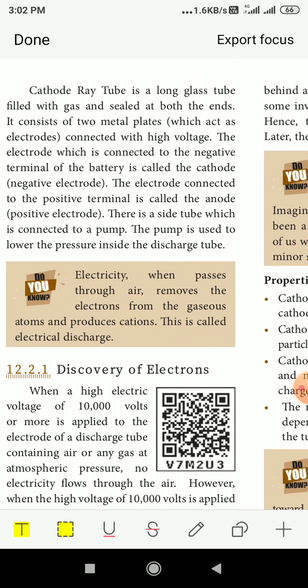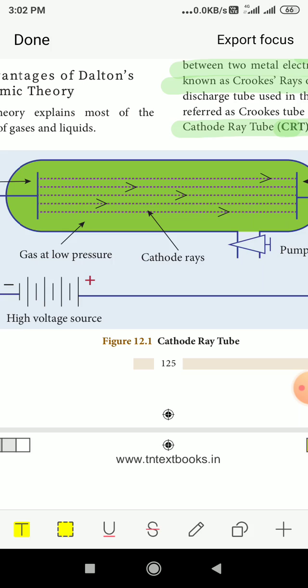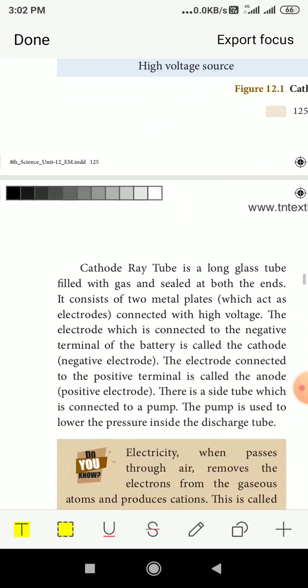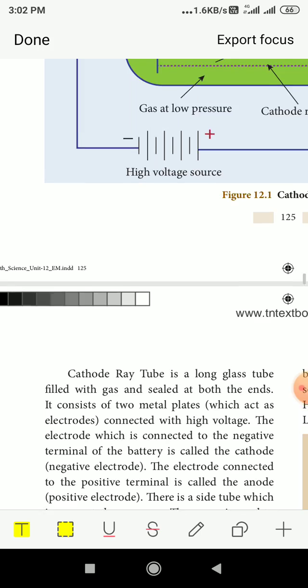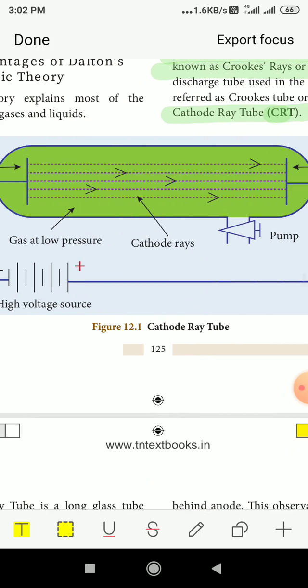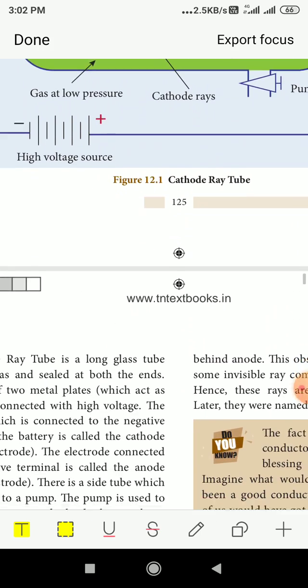A cathode ray tube is a long tube filled with a gas and sealed at both ends. It is a long tube which I have shown in the picture. It is sealed on both sides. Sealed means closed. It consists of two metal plates which act as electrodes. See, this one line shown in bluish color at both ends, that is called the electrode plates.